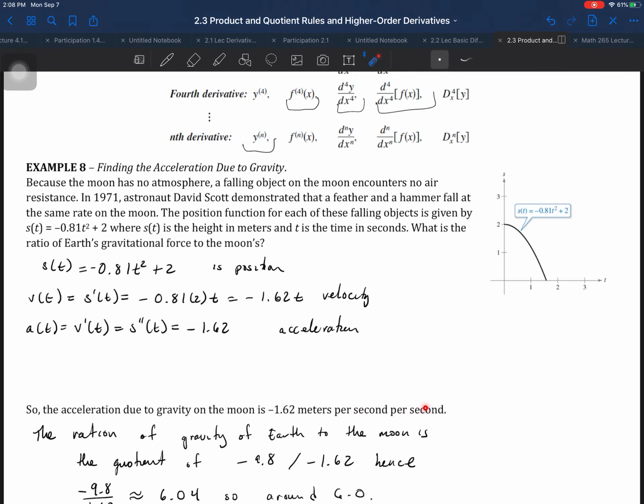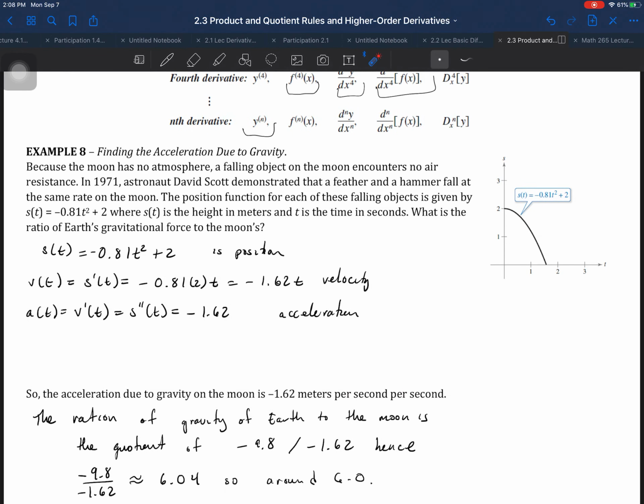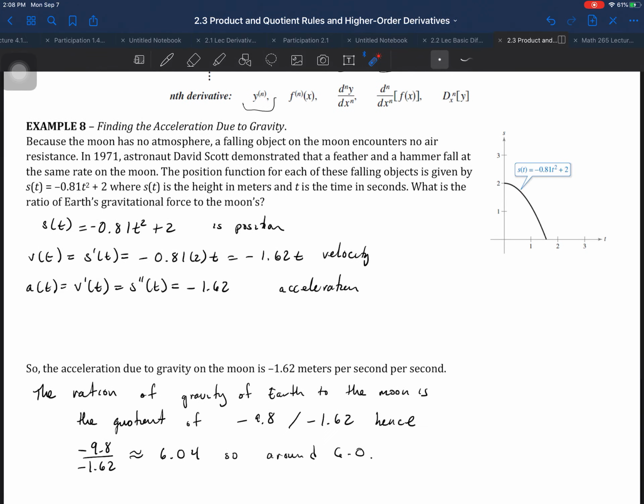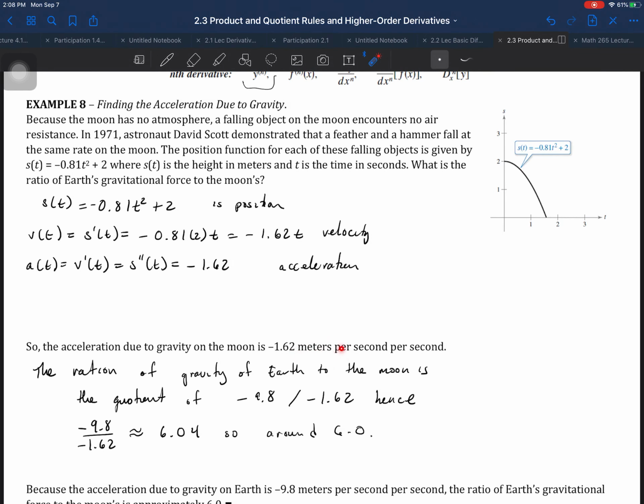Now we're going to compare this to the gravitational force on Earth in terms of meters. So the ratio of the gravitational force on Earth, which is the gravity factor of negative 9.8 meters per second squared, we're going to divide by negative 1.62. Hence, we get the ratio 6.04. So the ratio between the Earth's gravitational force and the moon's is 6.04.